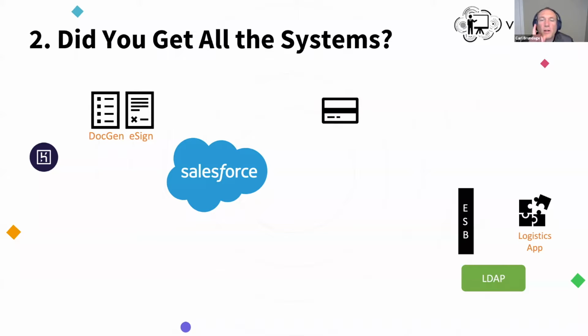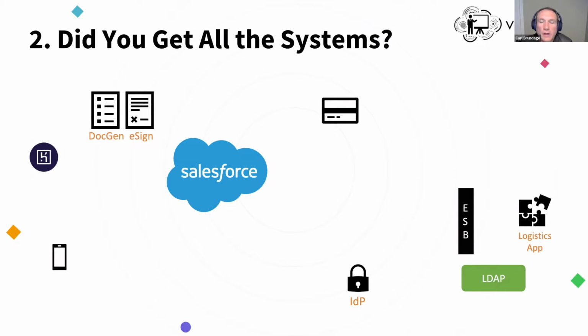So at this point, I like to ask myself a question. Did I get all the systems? Because there's some things that can be tricky and can kind of be hidden. I'm going to start with LDAP because that's just a credential store. That's actually not a way to authenticate into Salesforce. So instead, I need an identity provider that sits on top.